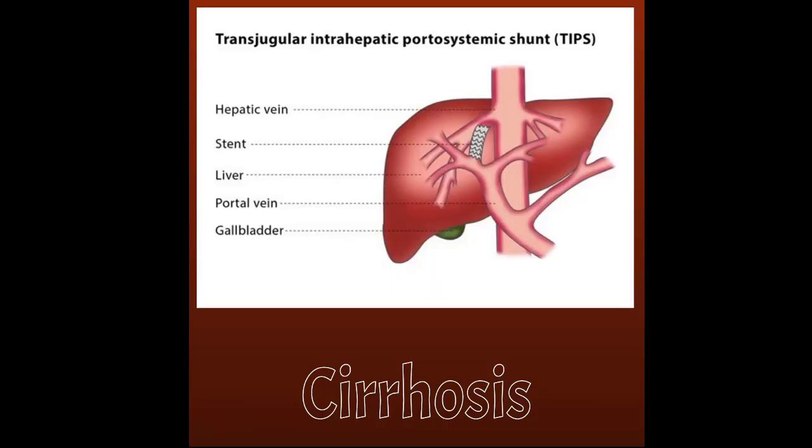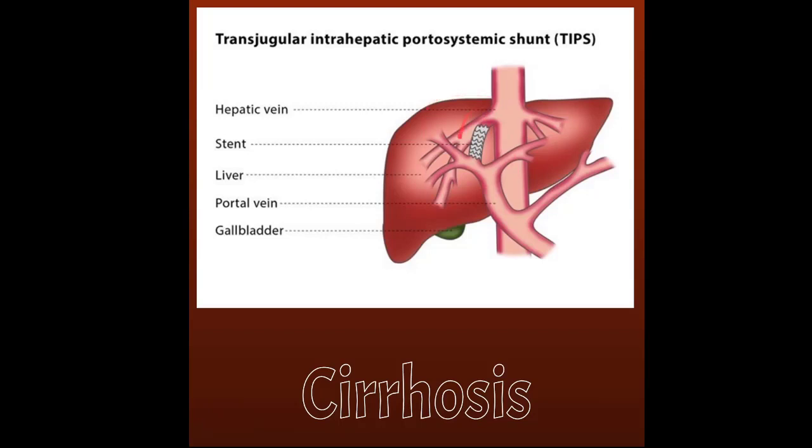So here's a drawing of the TIPS. Again, we have a catheter up in the jugular vein. They thread that down through the IVC and take a turn into the right hepatic vein. They then create this connection from the right hepatic vein to the right portal vein. As blood comes in, some will go to the left, some will travel through the liver and get processed, but some of it will also travel straight through the shunt and back into the IVC.